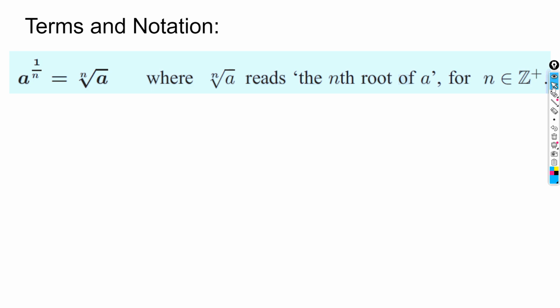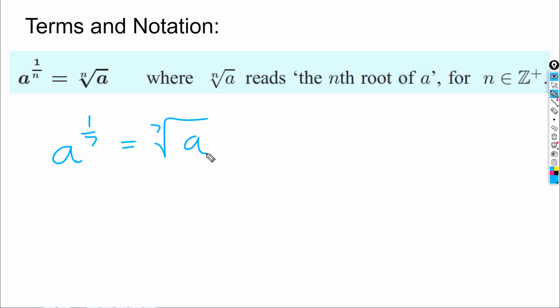We formalize that here on this slide, where we have a to the 1 over n equals the nth root of a. And again, we could substitute that for really anything. So if I had a to the 1/7 power, that would be the same thing as the 7th root of a. Or we could plug in a number here. 2 to the 1/5 power is equal to the 5th root of 2.